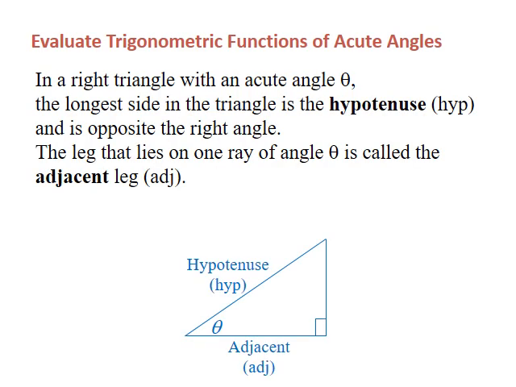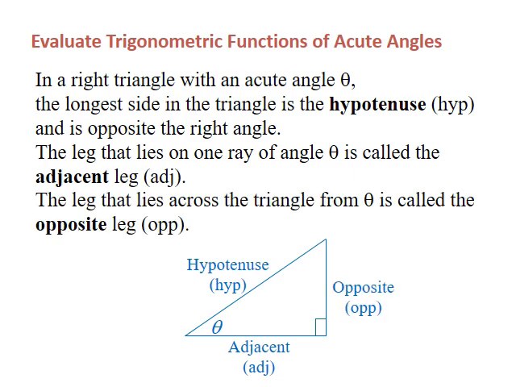A lot of times when we are dealing with acute angles, or acute triangles really, the side across from the angle is referred to as the opposite. The side closest to the angle is adjacent, and the side that is across from the right angle is always the hypotenuse. So this is an example of a right triangle, and we're going to need to know where each of these sides is located with respect to this angle.